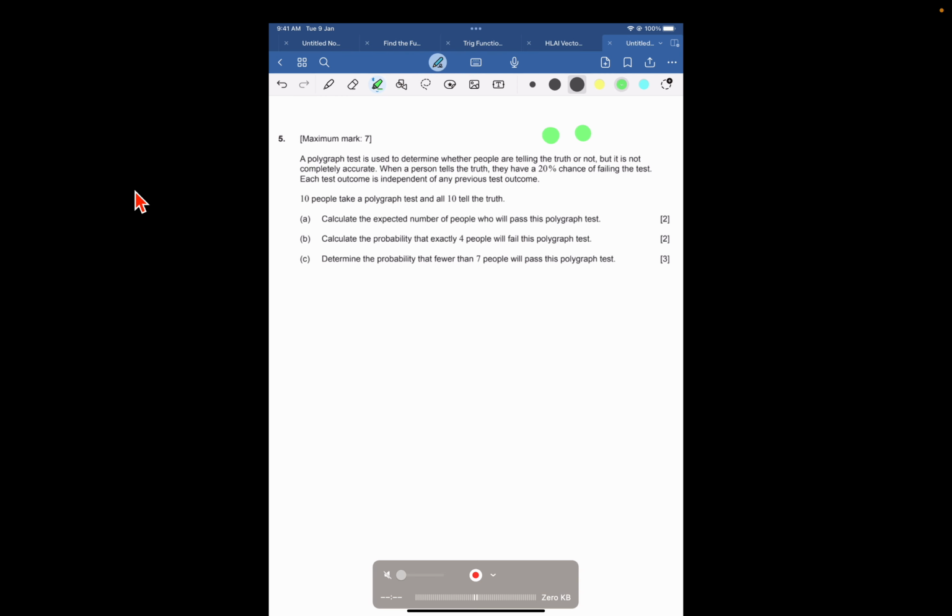10 people take a polygraph test and all 10 tell the truth. Okay, so this is quite interesting, isn't it? If you actually do tell the truth and you do this test, you might have a 20% chance of failing. So I'm just going to put P equals 0.2. I'm going to put N equals 10, and already I can see that this is shaping up to be a binomial question. 10 people take the test, all 10 tell the truth. But each time a person takes the test, there's a 20% chance that they actually might fail, even though they're telling the truth. So that's the confusing bit, I think, right?